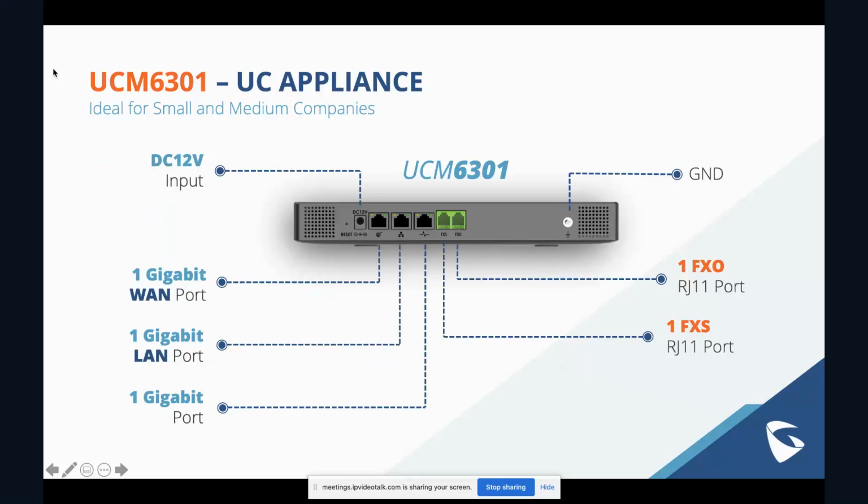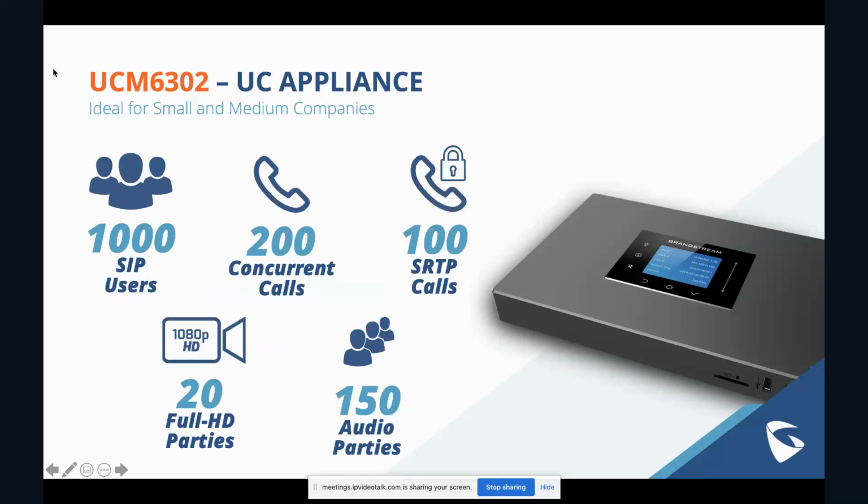The 6301 has one FXO port, one FXS port. You've got a gigabit WAN port, a gigabit LAN port, a general gigabit port, and a standard 12 volt input there. I always like to throw this up because there's always a lot of curiosity or questions around the ports specifically on these devices. So one FXS, one FXO port.